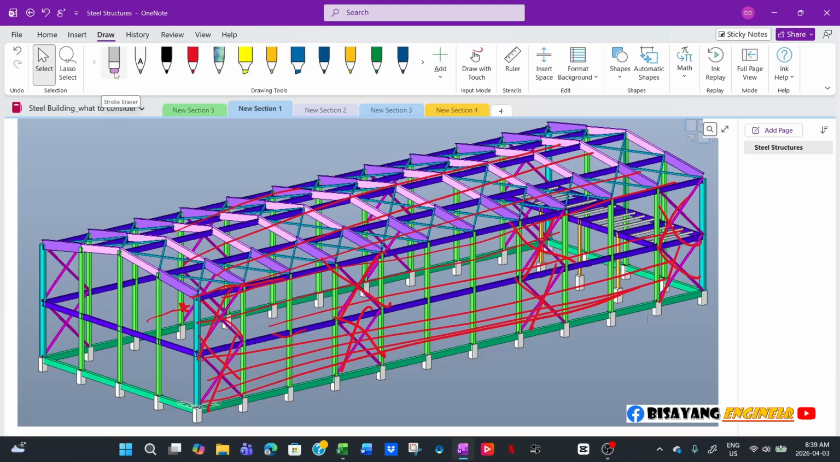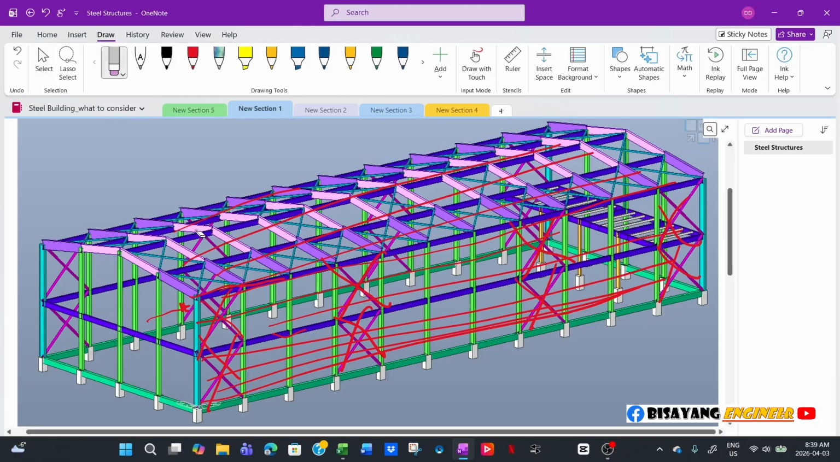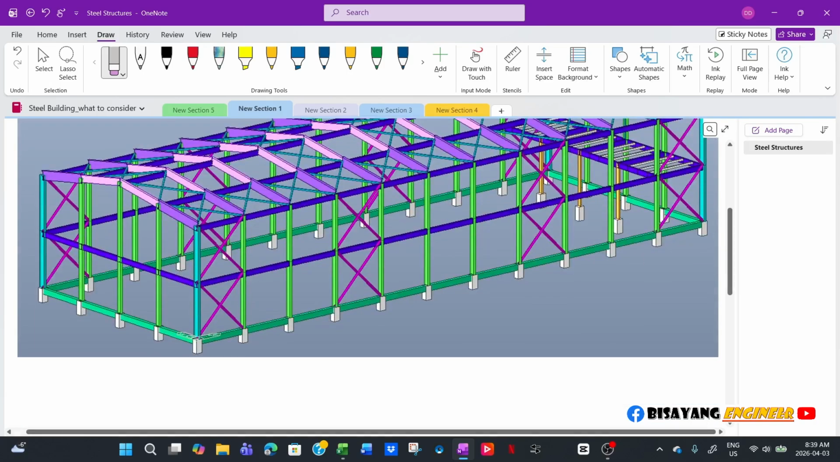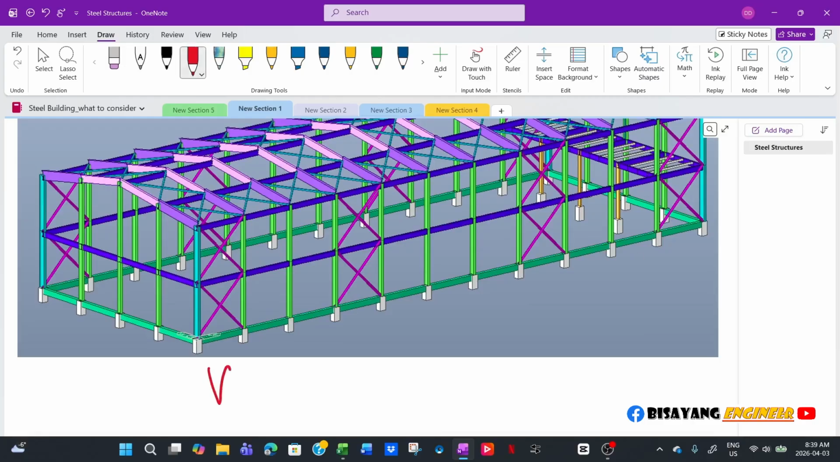Now, I think the most important thing here is seismic analysis. For seismic analysis, your base shear is a percentage of the weight of the building. So the heavier the building, the bigger the base shear, no?